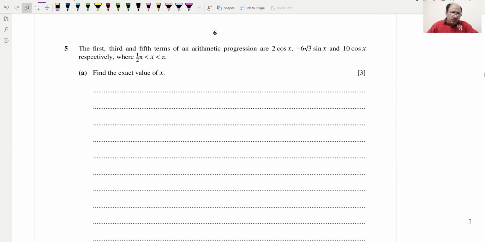Hopefully you understood this. Now question number 5, and question number 5 says the first, third and fifth terms of an arithmetic progression are this one, and this one respectively, where x varies from pi by 2 to pi, and a part: find the exact value of x. So the given information we will utilize, and third term minus first term will be equal to fifth term minus third term. So we'll form this equation.